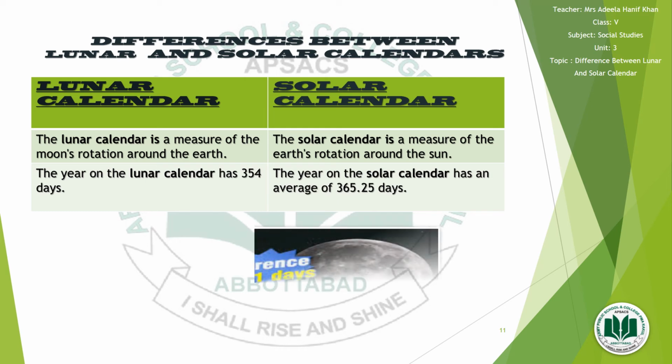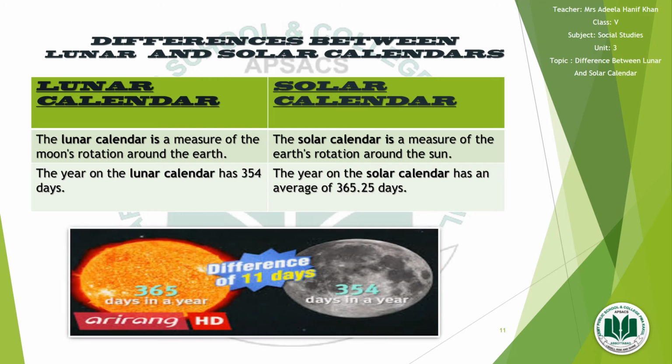Students, this picture shows the difference between the lunar and solar calendar. It should also be noted that unlike the solar calendar, the Islamic lunar calendar cannot maintain a fixed relation with the cycle of seasons, because the lunar calendar year is 11 days shorter than the solar calendar year. As a result, the months of the lunar calendar systematically shift about 11 days forward each year with respect to the months of the solar calendar.